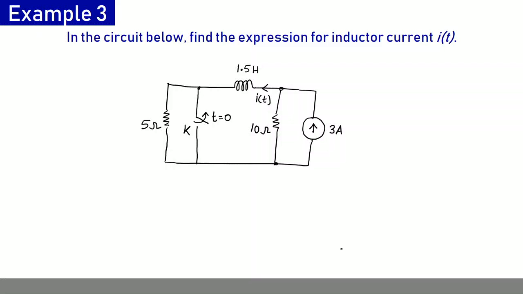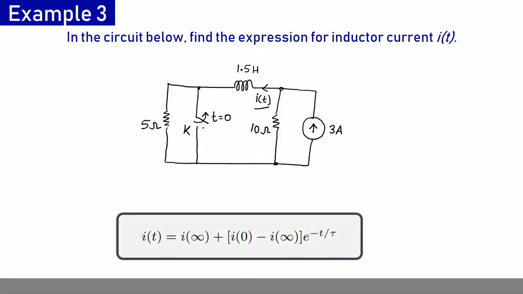Let us take one more example which does not have any voltage source. So we are required to calculate this current IT as a function of time t. The switch K here is turned off at t equal to 0. So before that it was on for a long period of time. Now we know that this current will be calculated in this manner. So we are required to calculate these three values: the steady state current I infinity, initial current I at 0, and the time constant tau.